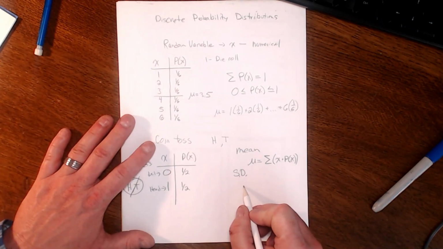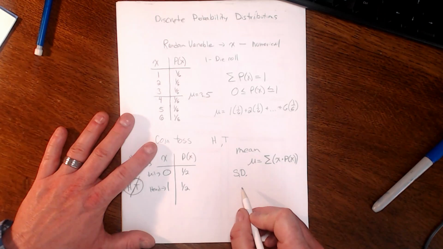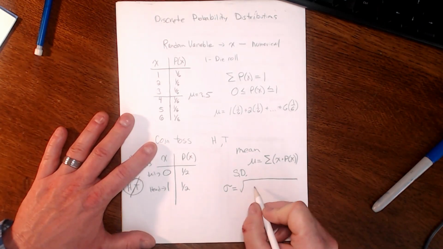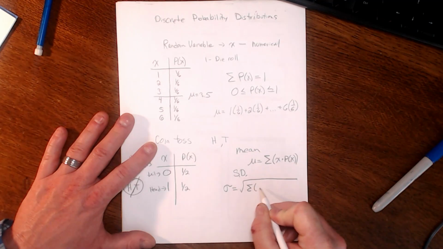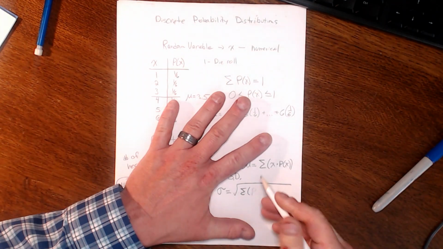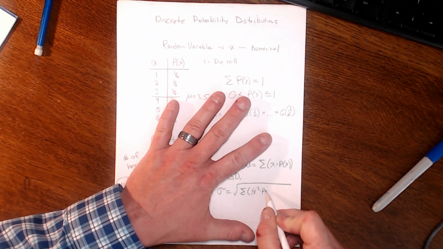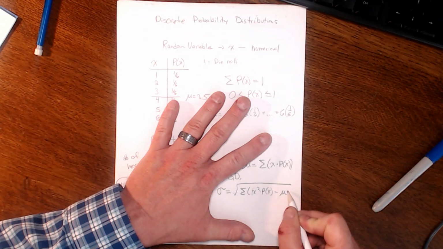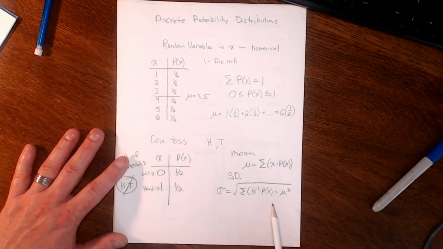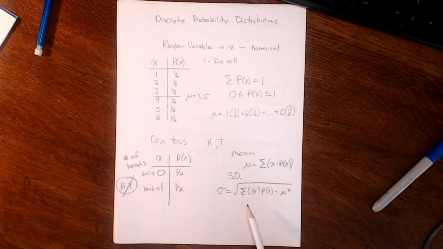The standard deviation is calculated by using this formula here, where you take the sum total of the random variable x squared times p of x, and then subtract the mean squared. Now, I'm not actually going to have you do these formulas out. I'm going to show you how to compute these in StatCrunch in the next video.